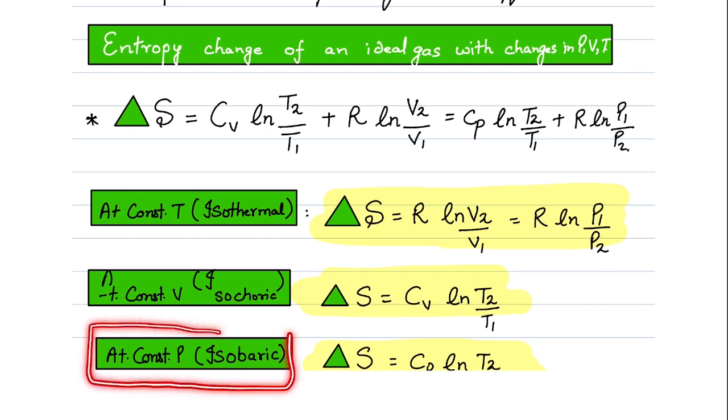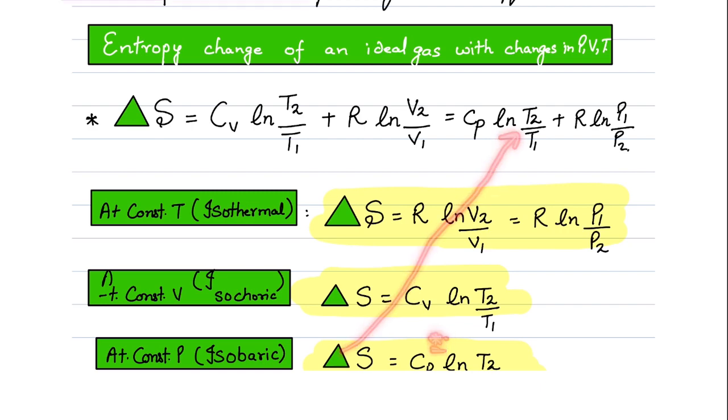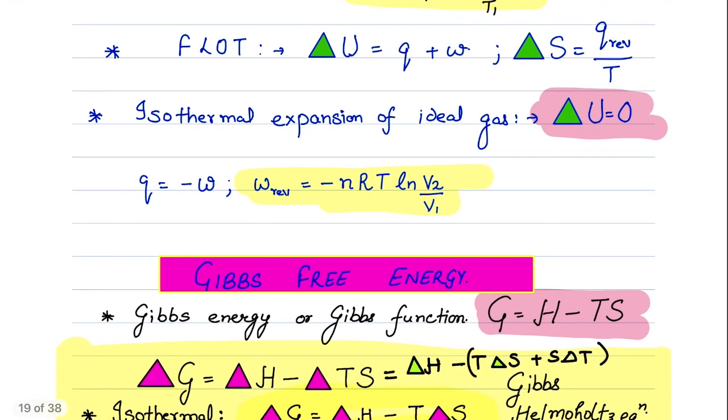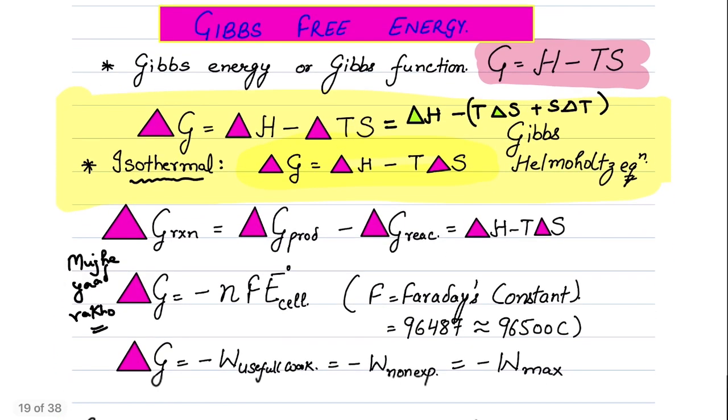Next is at constant pressure, that is for isobaric. So for isobaric, the pressure term will be equal to 0. We are only left with the temperature. Now according to the first law of thermodynamics, delta U is equal to Q plus W, and we know that delta S is equal to Q reversible by temperature. So for isothermal expansion of an ideal gas, delta U is equal to 0. That means Q will be equal to negative of W. We know that W for a reversible process is minus nRT ln(V2/V1).